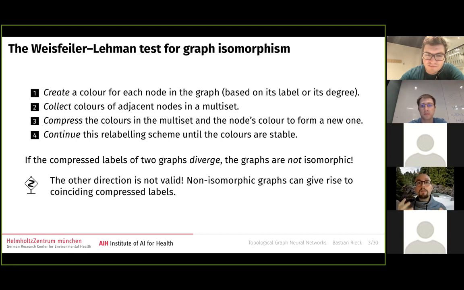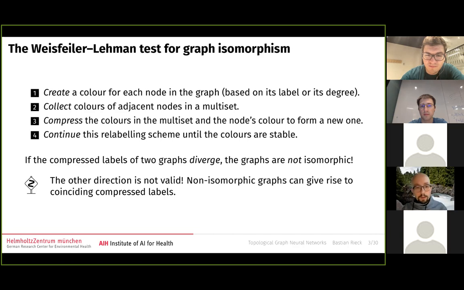So you would use a perfect hashing scheme in order to ensure that the same neighborhoods and the same sets are always mapped to the same representations. One result of this process is that if the compressed label sequences of two graphs diverge at any point, then the graphs are guaranteed to be not isomorphic.